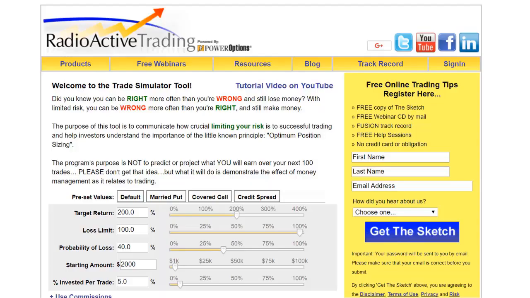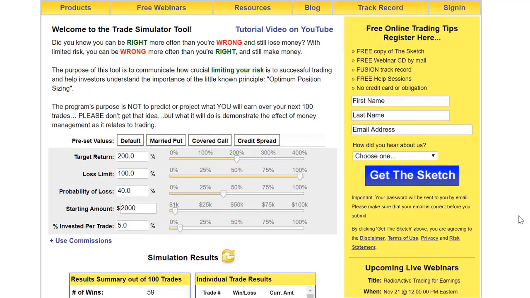All right, so now I'm in radioactivetrading.com, and I love this tool because it makes you see the numbers. Of course, given that you do the strategy with an edge, proper risk management, consistency with at least 100 trades, and also psychology. So let's see how this works.